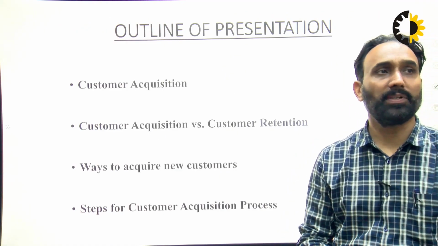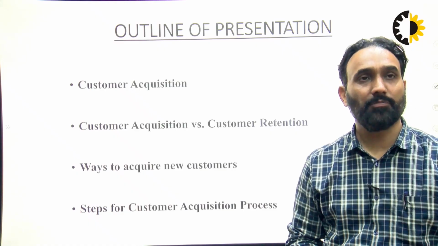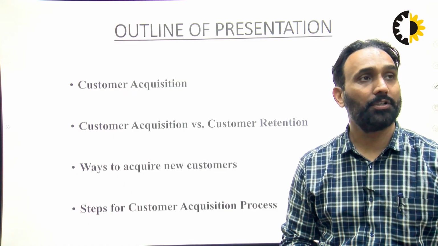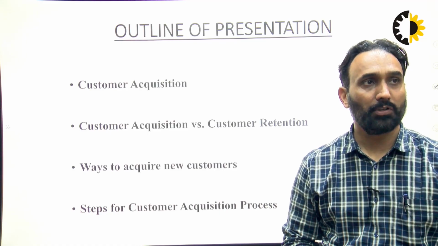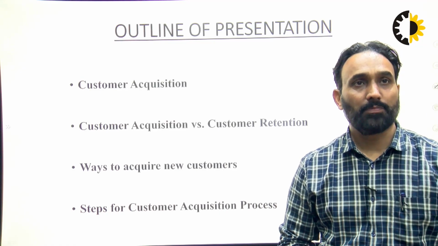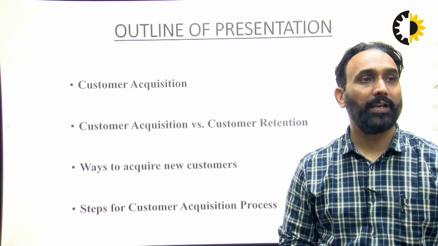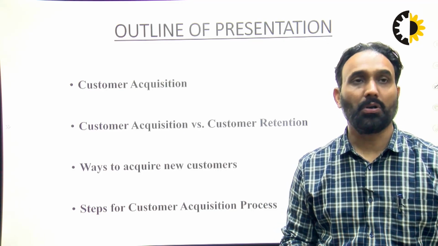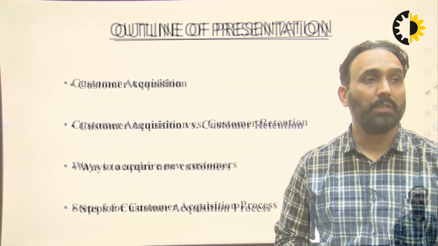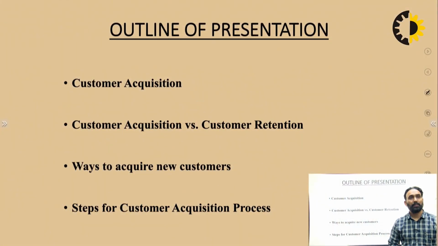This is the outline of my presentation. These topics will be covered in the lecture. First of all, we will understand what customer acquisition is, what the basic difference between customer acquisition and customer retention is, and what the different ways are to acquire a new customer or convert a visitor into a customer. After that, there are different steps for the customer acquisition process. There are 12 steps, but within this lecture I will try to cover as many points as possible. If a few points are left, we will cover them in the next video lecture, right?